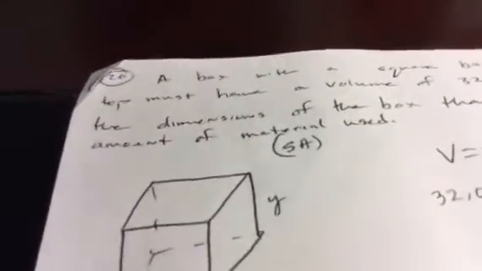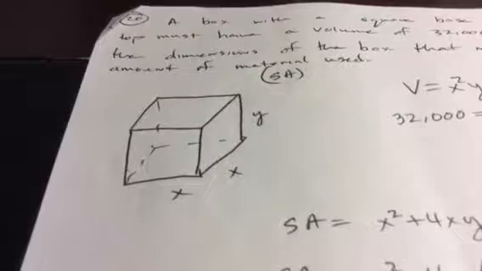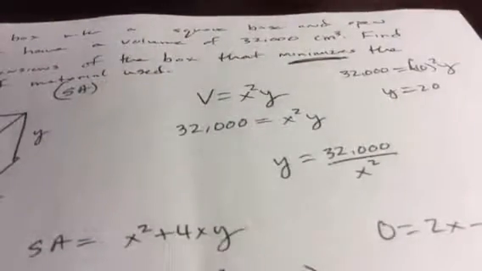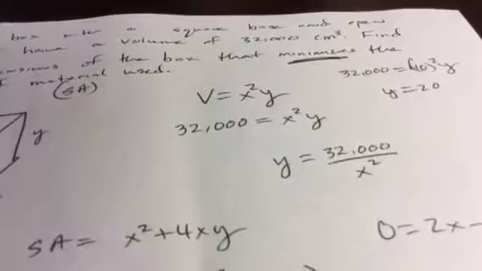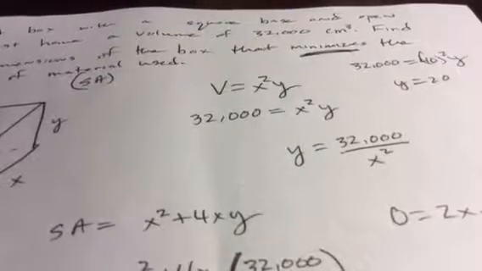And lastly, folks, I told you not to worry about 21 or 21. 21's not going to be on there. So lastly, with 20, a box with a square base and open top right there. It's x by y, and the top's open. It's got a volume of 32,000, I'm sorry. So volume is length times width times height, x squared times y. That's 32,000 is x squared times y.